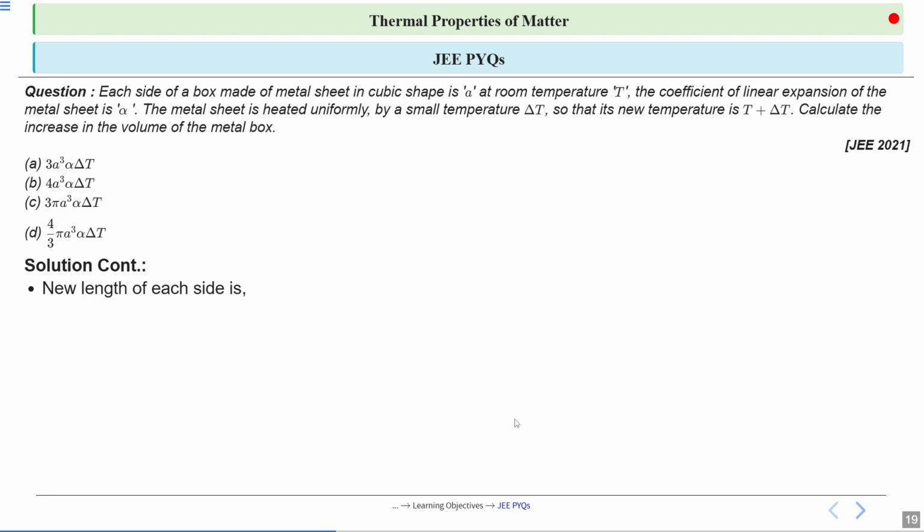The new length of each side is A plus delta A. So it will be A plus A into alpha into delta T. So we know the value of A prime is equal to A into 1 plus alpha into delta T.